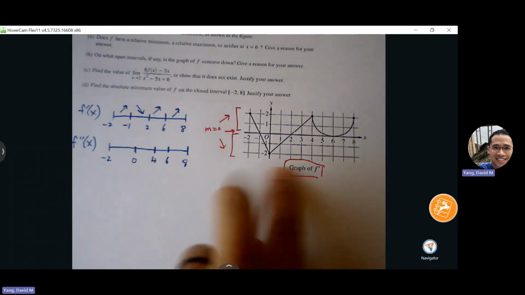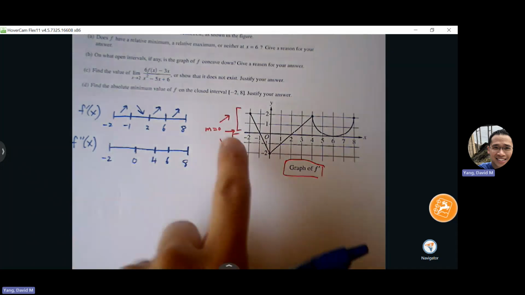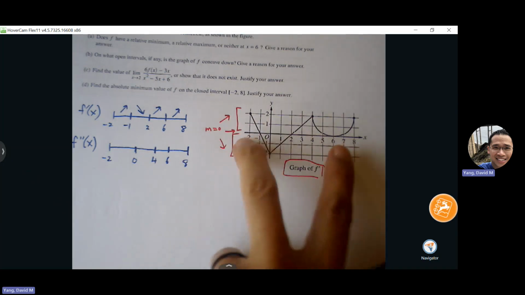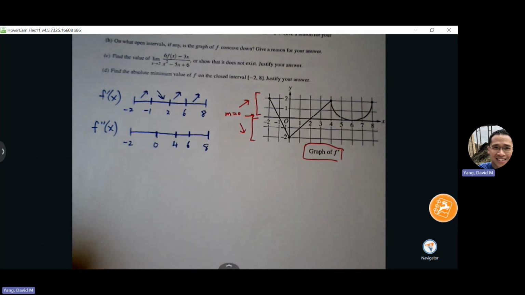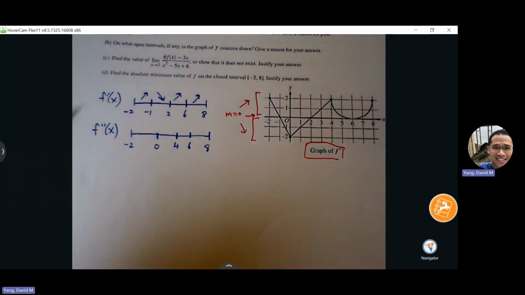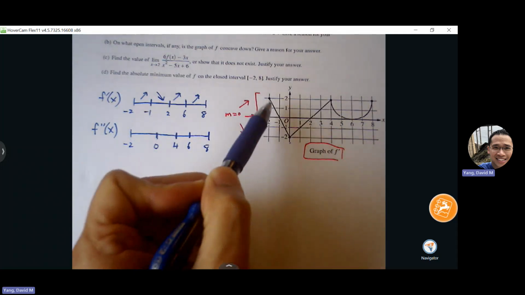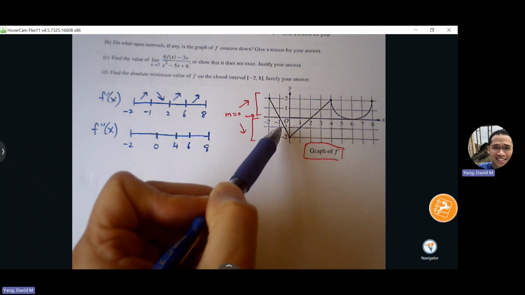We would include -2 and 8 as endpoints, but it would not be a relative max if it's an endpoint. Endpoints can be an absolute max or absolute min, but can't be a relative max or relative min. Once we identify our peaks and valleys, then we look at the slope, because the slope of our f prime graph translates to the concavity of the original graph.